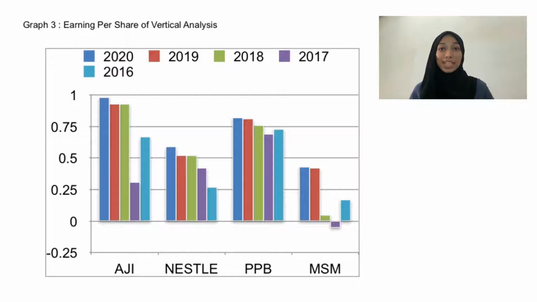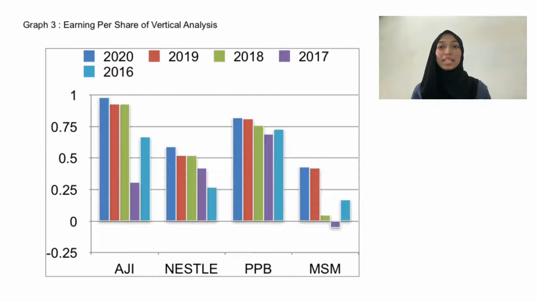Nestlé's earnings per share increased from 2016 to 2020, with EPS of 27 cents, and the highest EPS for Nestlé amongst the 5 years is in 2020 with EPS of 59 cents. As for PPB Group, the highest EPS is in the year of 2020 with the value of 82 cents, whereas the lowest EPS is in the year 2017 with the amount of 69 cents.